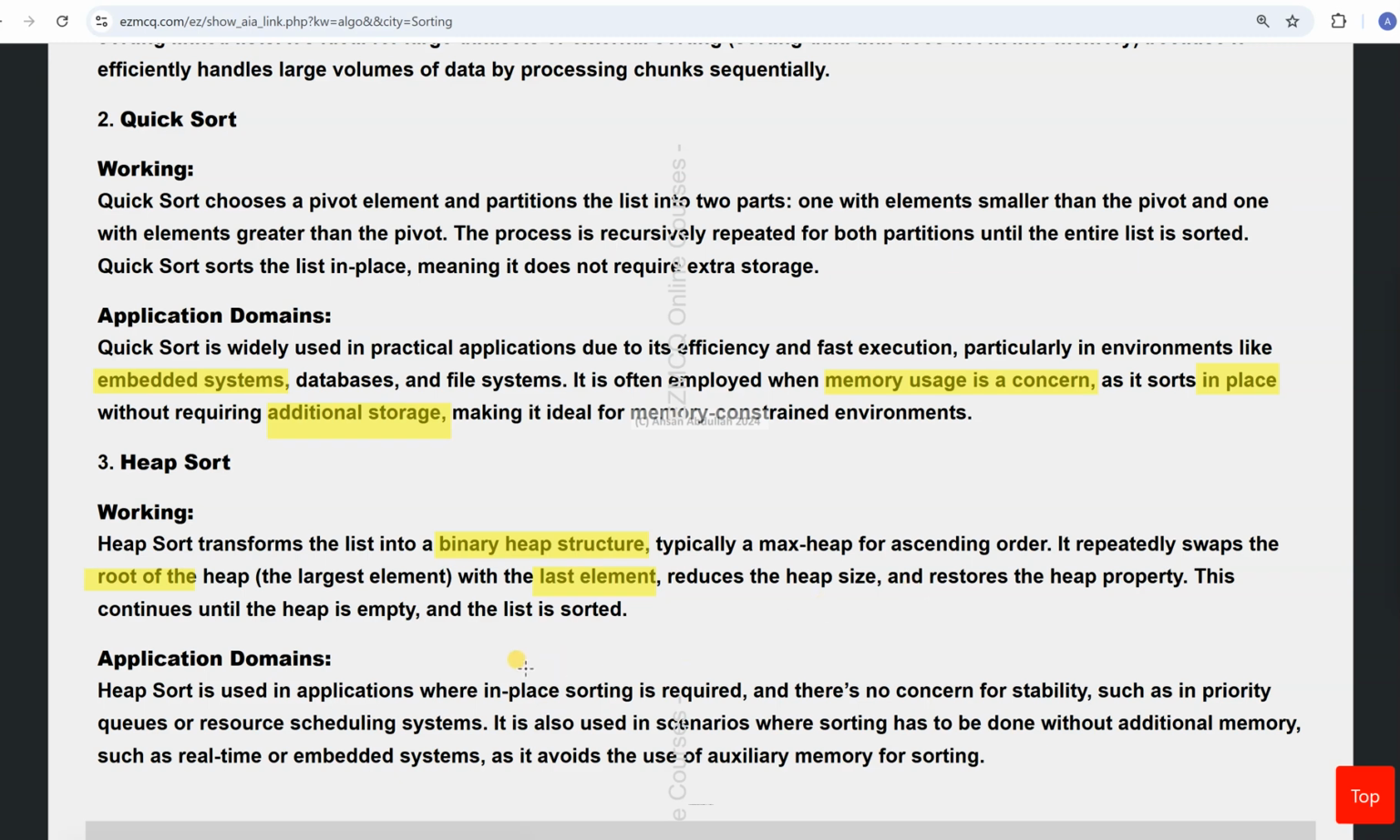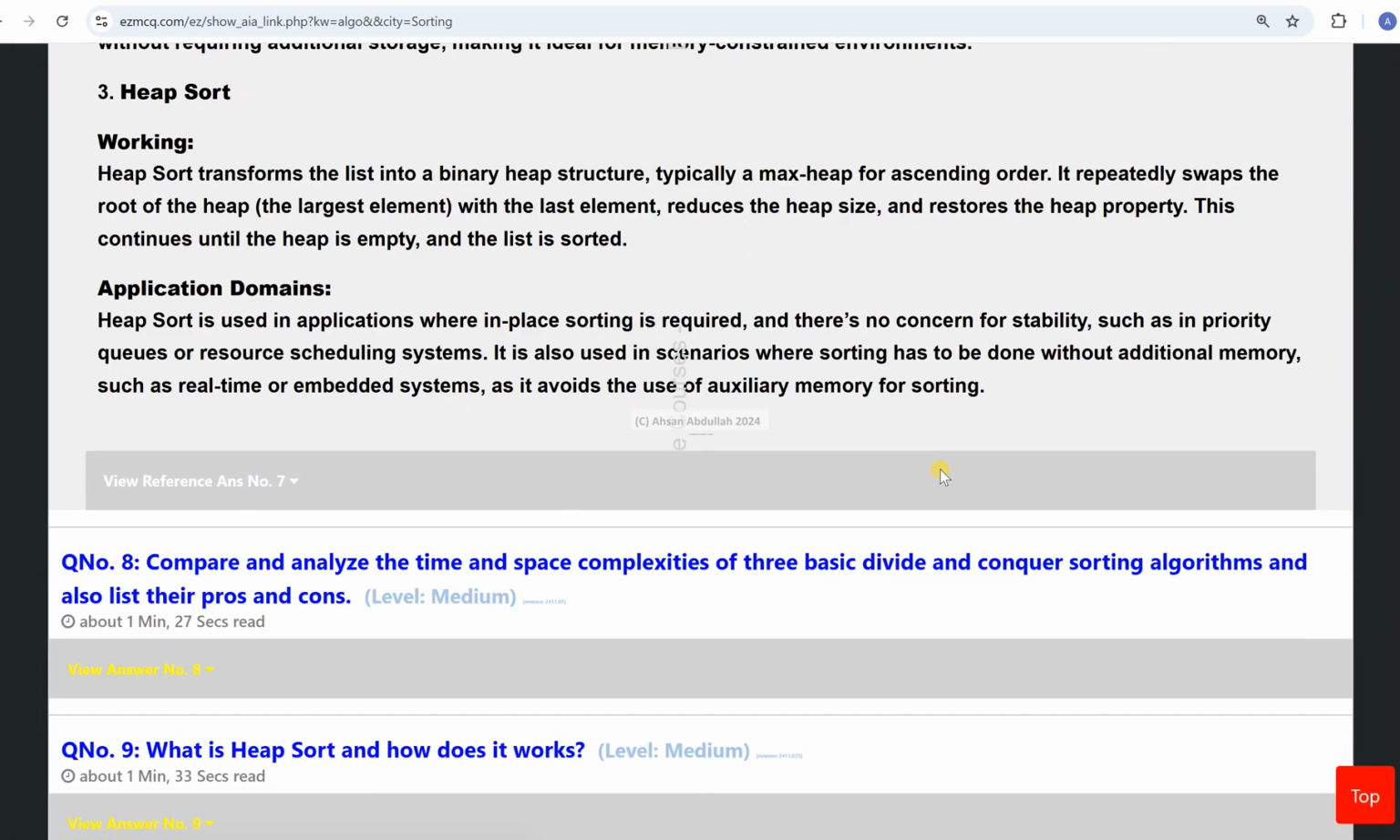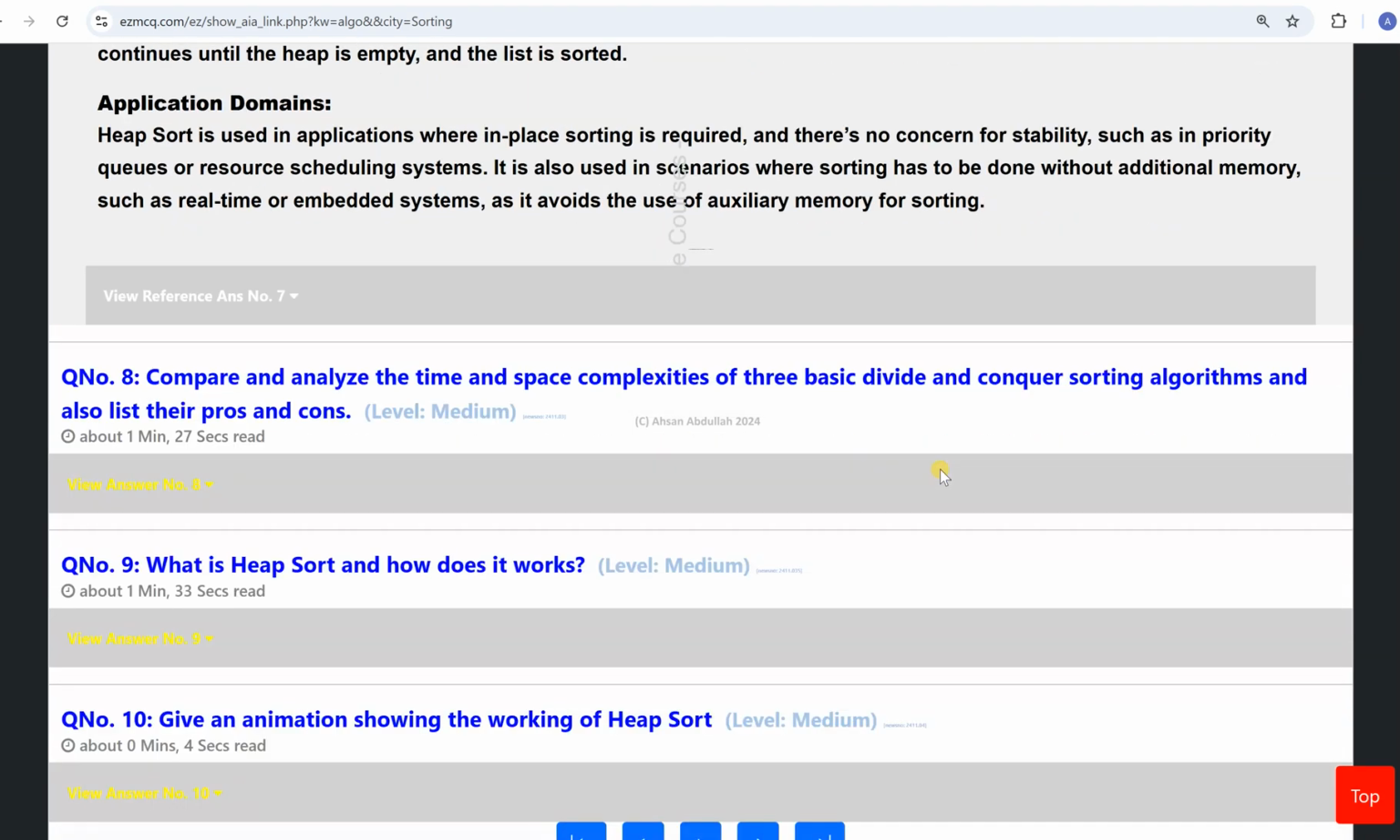So the application domain is again in-place sorting, and there is no concern of stability. For example, priority queues and resource scheduling. It does not require additional memory, so when memory is at a premium, it is a good choice, such as real-time or embedded systems. Of course, it is kind of obvious that this is not so straightforward to implement. We'll go over this. Now let's look at some more interesting stuff.